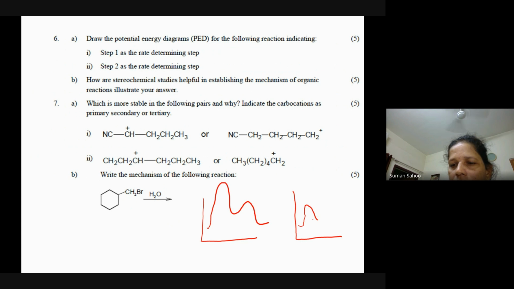The first one, step 1, is very fast, but the second one is very slow. That means it has a higher transition state. So you can just do it like this.